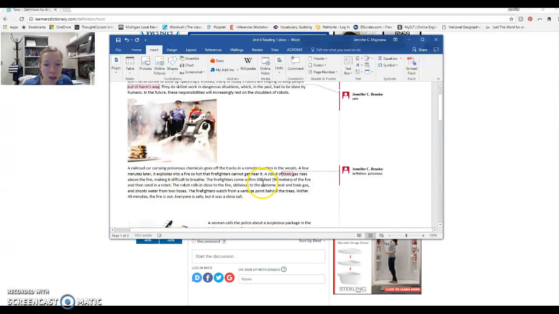The firefighters come within 300 feet, 90 meters of the fire, and then send in the robot. The robot rolls in close to the fire, oblivious to the extreme heat and toxic gas, and shoots water from 2 hoses. The firefighters watch from a vantage point behind the trees. Within 40 minutes, the fire is out. Everyone is safe, but it was a close call.